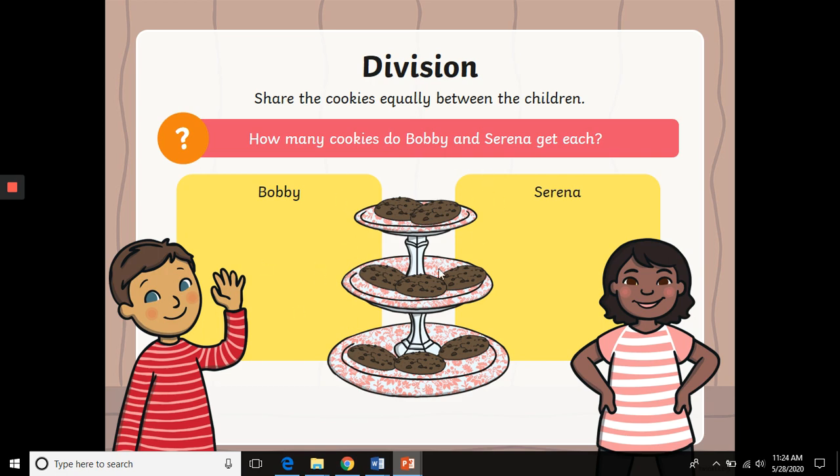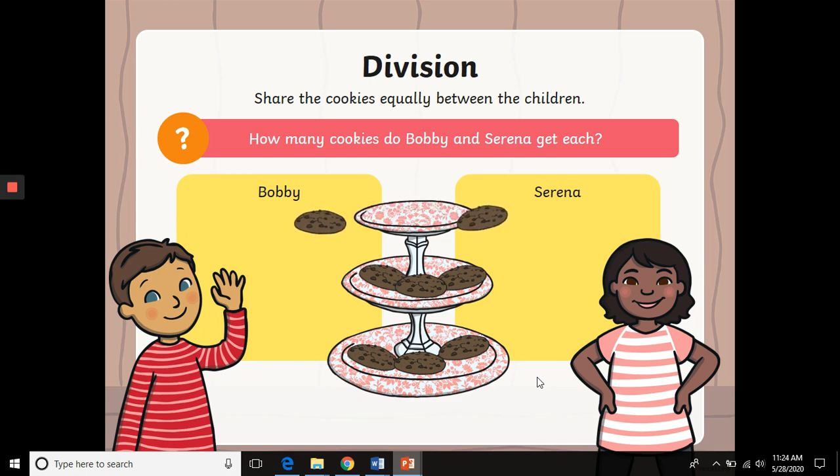Let's start counting the number of cookies. You can see the cursor which is moving. That is supposed to be my finger, so just think that this is my finger. 1, 2, 3, 4, 5, 6, 7 and 8. There are a total of 8 cookies. And how many people? 2, Bobby and Serena. Do you know the answer? If you know the answer, pause the video, calculate your answer quickly, and then wait. I'm going to go ahead and start sharing them equally.